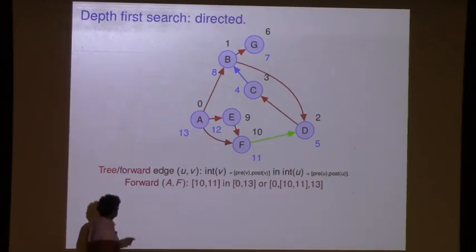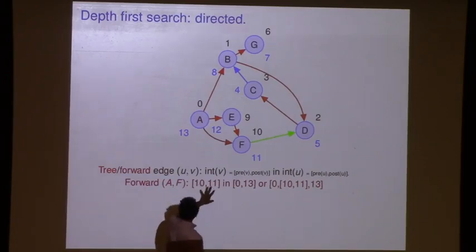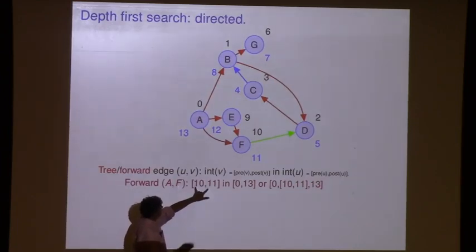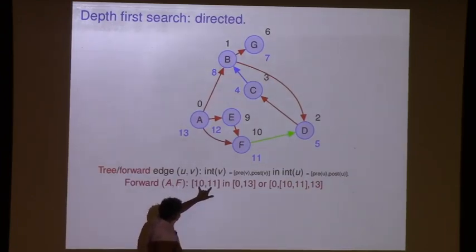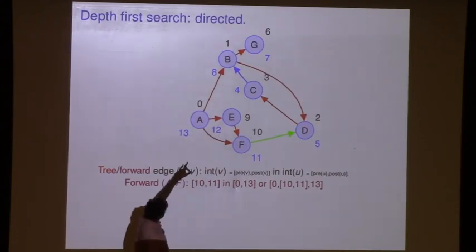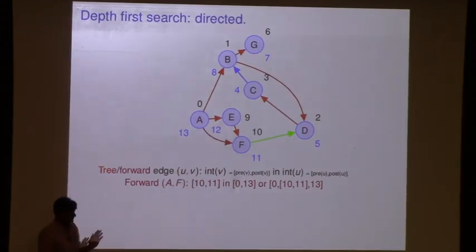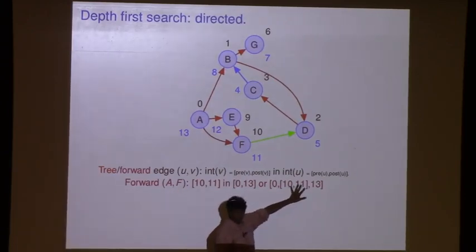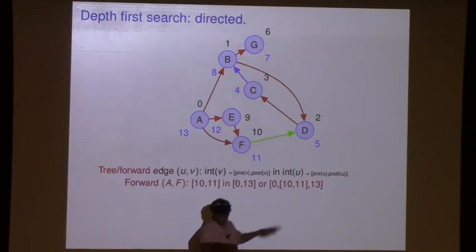Okay? So in this case, the pre and post for F is 10, 11, right? 10, 11. And it's inside the interval of 0 to 13. A was on the stack for the entire period, 0 to 13. So F was being explored while A was on the stack. Okay? Does that make sense?